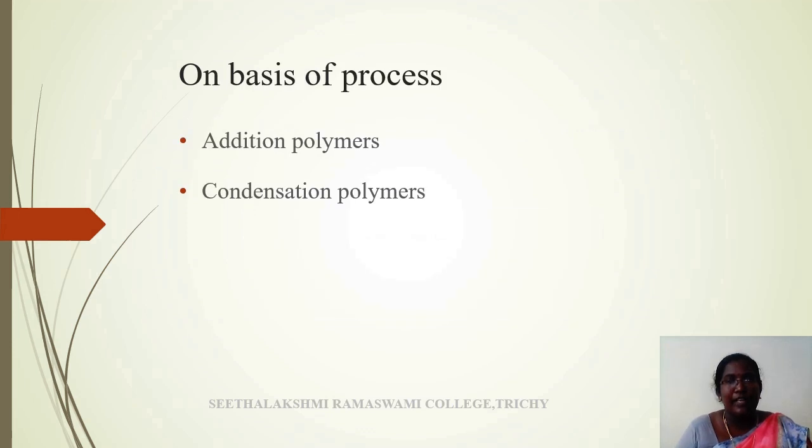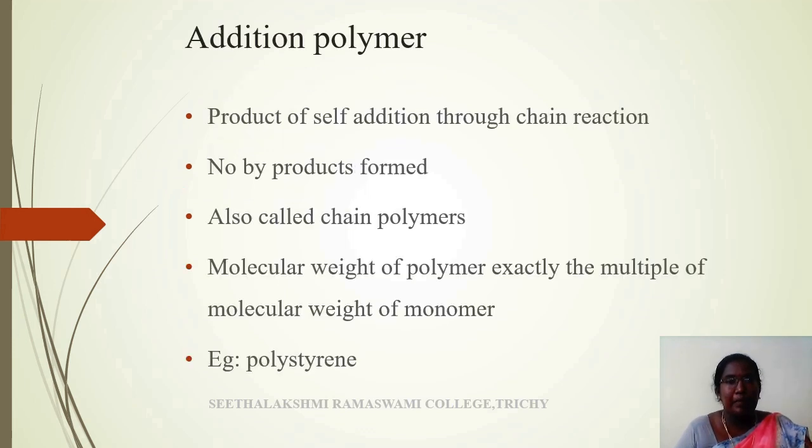On the basis of how it has been manufactured, we divide polymers into two types: addition polymers and condensation polymers. These are the processes by which polymers are made. If the polymer is made by addition, we call it an addition polymer; likewise, we give the name on the basis of the process. Let us see it in detail. Addition polymers are formed by self addition through a chain reaction. A chain reaction is the main reaction. In this reaction, the addition polymer is formed by adding molecules.